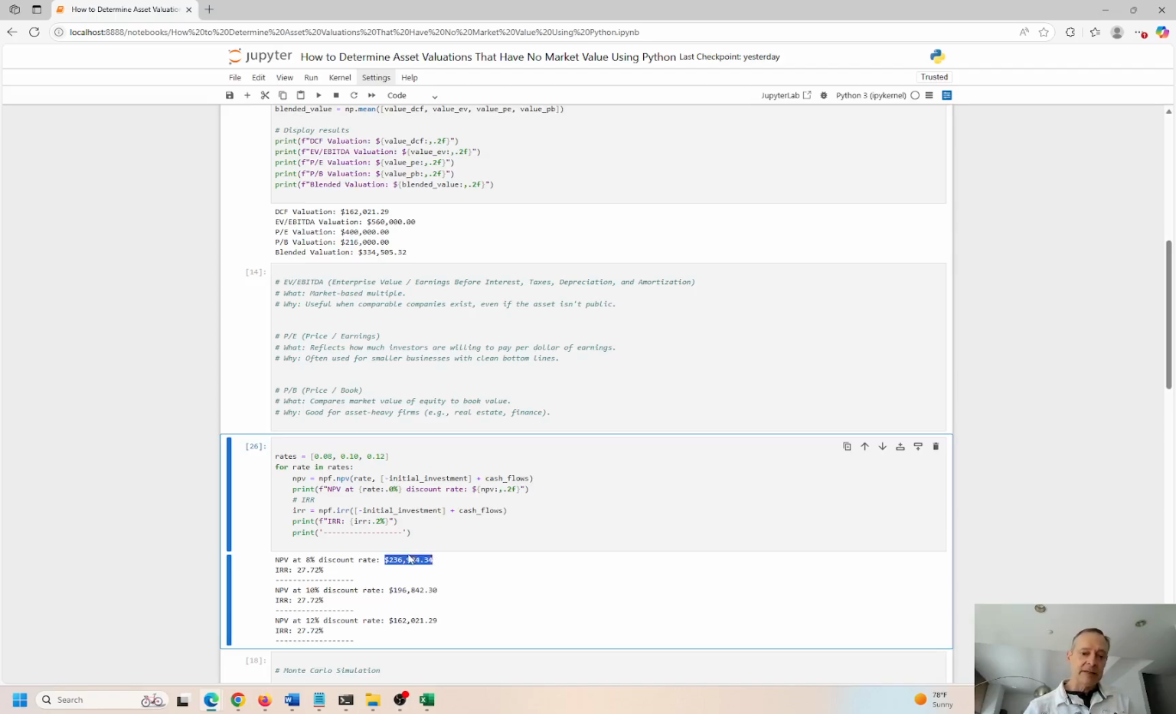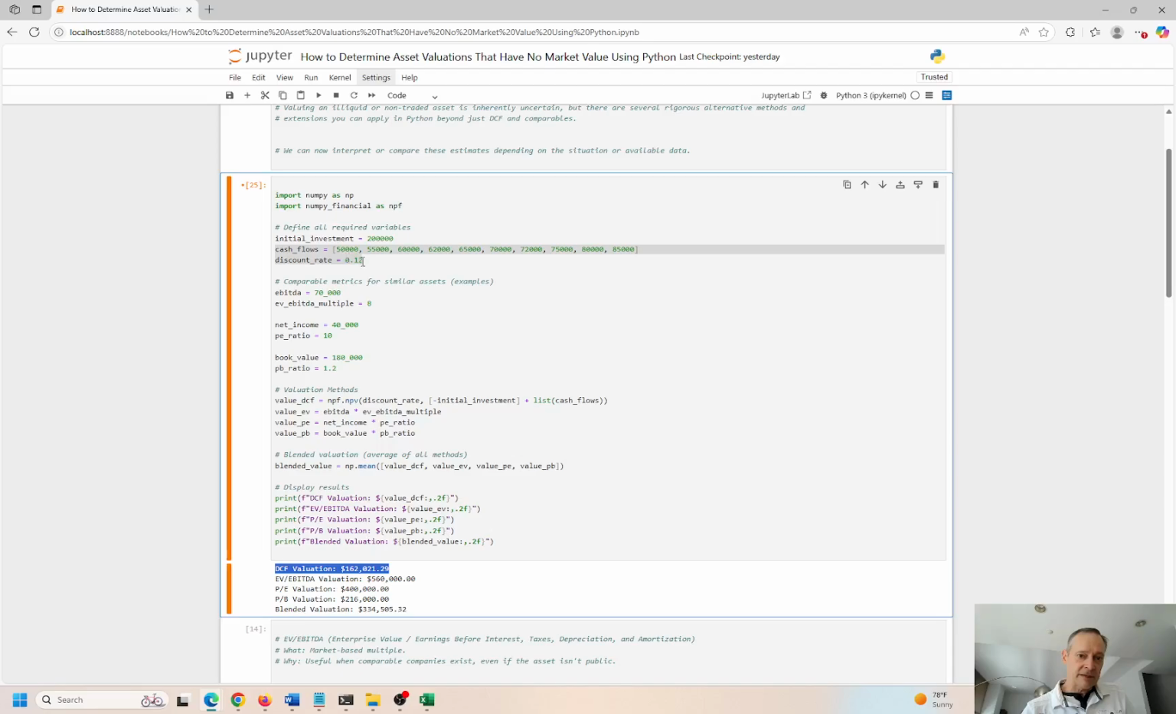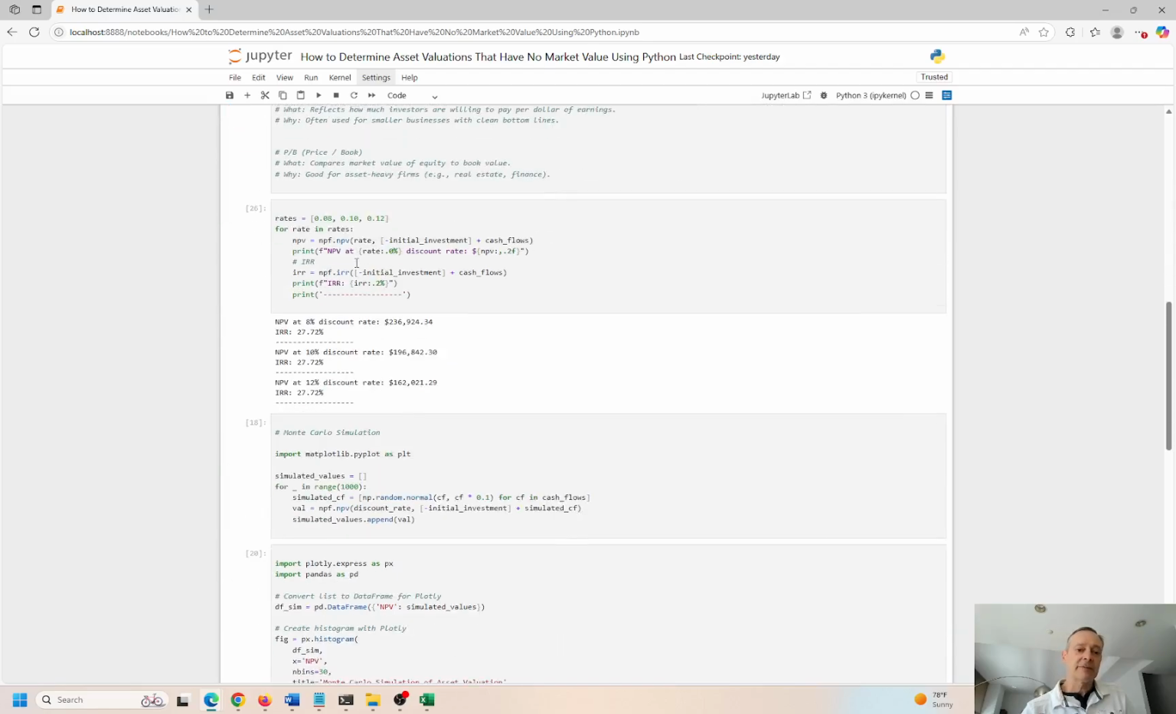So at 8%, that same asset is worth 236K. If you have to pay a higher interest rate, this is the discount rate, it's worth 196K. If you have to pay 12%, it's worth 162,021. That's how we got this number over here, remember? Because we said the discount rate is 12%.